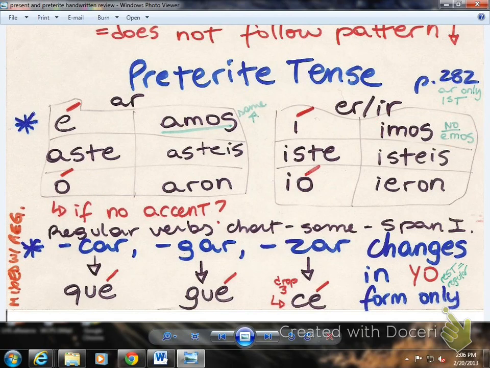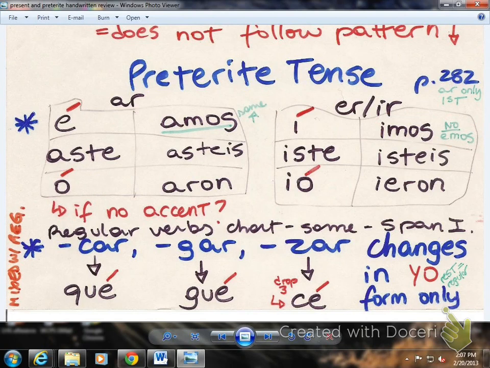So that covers any AR, ER, IR verb. This is the pattern for regular verbs. Technically, your book mentions this a little bit differently than how I have it. I think your book makes it more confusing than it has to be, but there is a spelling change pattern that happens, and because it's a pattern that happens to more than one verb, we're going to call it still a regular verb. We're just going to remember this one weird thing about it.